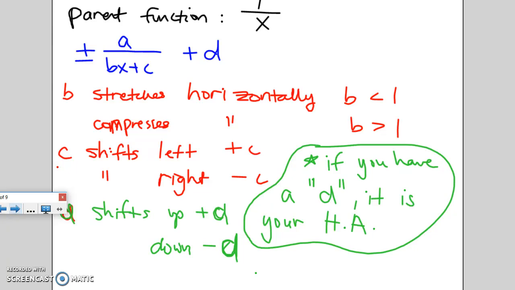But one thing I want to go ahead and tell you is that if there is no d, there still is a horizontal asymptote. Because if we don't write a value for d, that means d is equal to 0. So for that one, the horizontal asymptote would be equal to 0. Again, if you need to pause this to write things down, go ahead and do so, because in just a second, I'm going to transition to the next slide and do some examples.